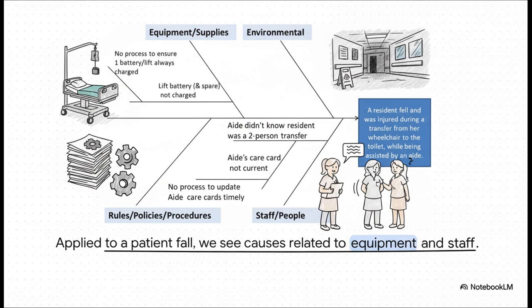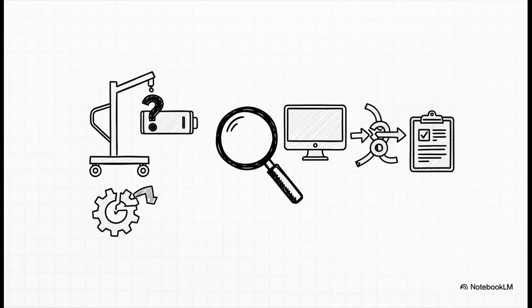So let's circle back to our patient who fell. Here's a finished diagram. See the problem statement on the right? And look, under equipment, someone put lift battery not charged, and under staff, we see aide's care card not current. We're already getting way past the surface level here. And check out what this process uncovered.